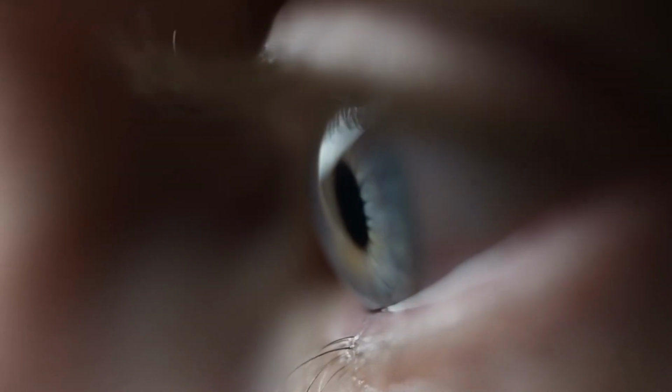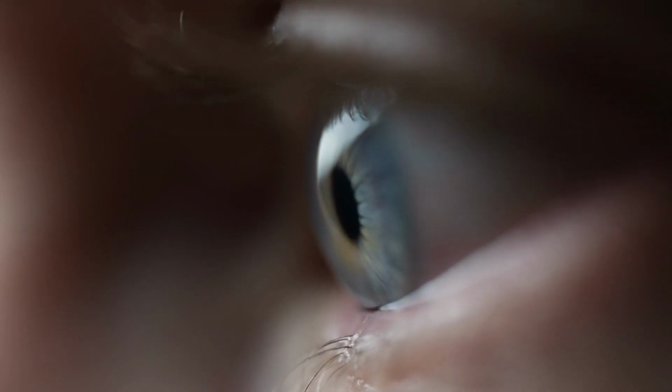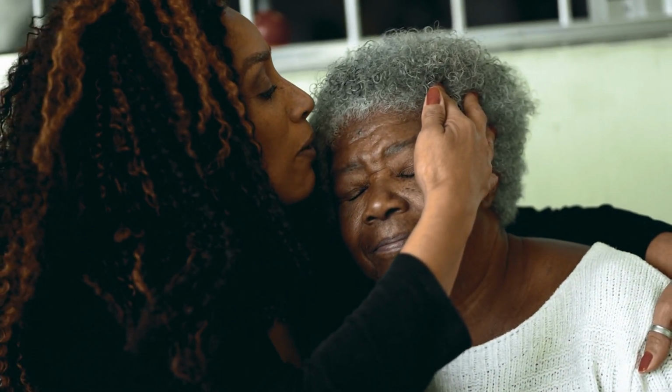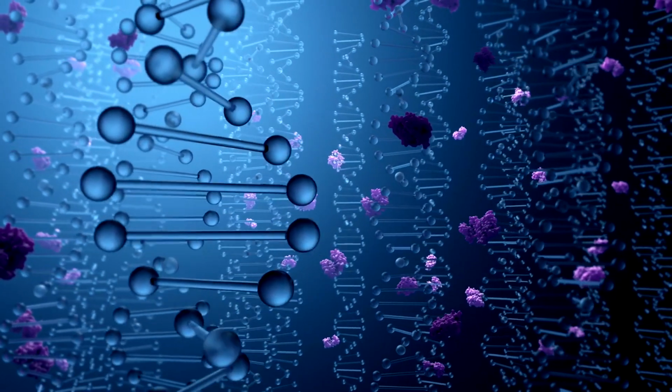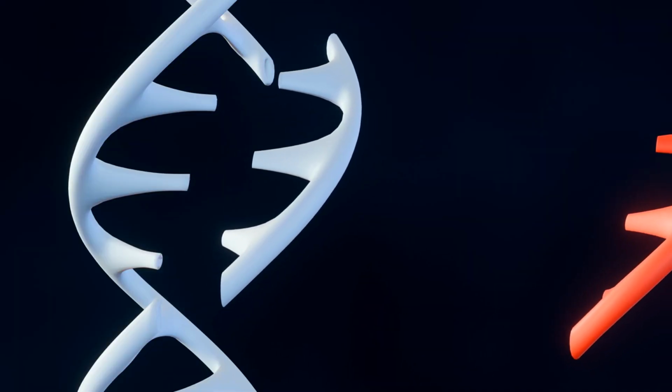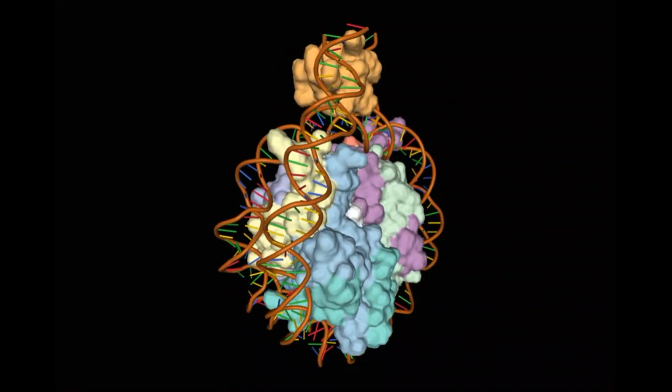DNA also plays a role in regulating when and where specific genes are expressed. Gene expression is controlled by various mechanisms, including the binding of regulatory proteins to specific DNA sequences, and the modification of DNA and histones, the proteins around which DNA is wound.